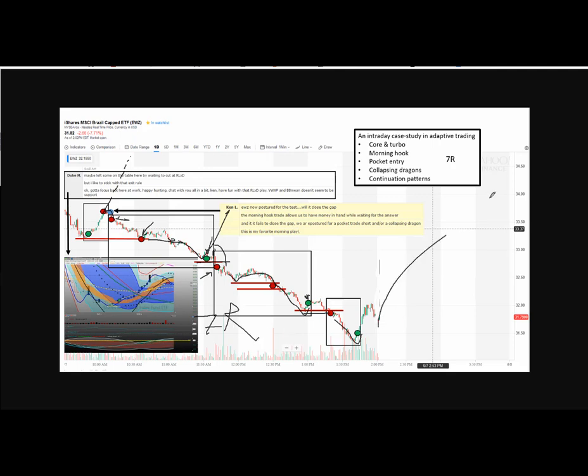And then the rest of the day it did this. So this was actually somewhere right around in here. There was a 1, 2, 3 kind of emerging dragon pattern, an ED, which gets you into this long move. So that was the 7R trade in Brazil.